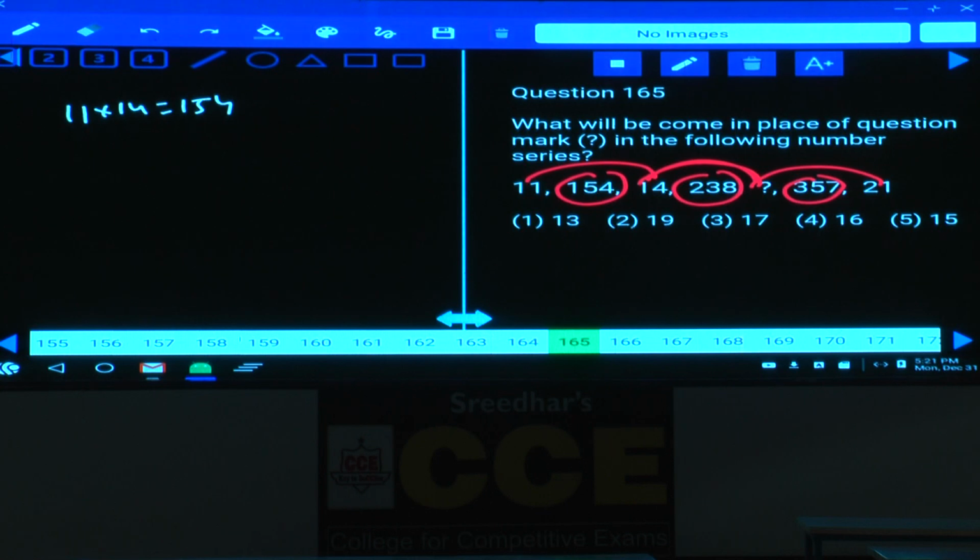Any other doubts in this? Clear now? This is about paper number 19.